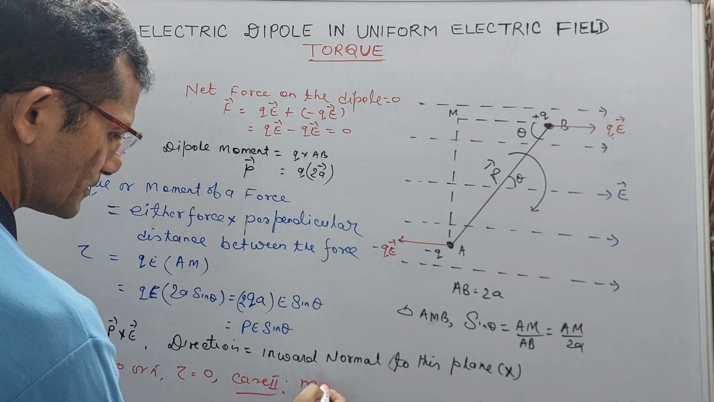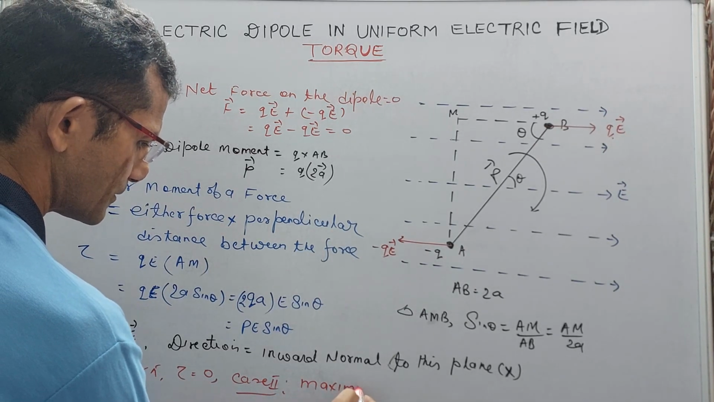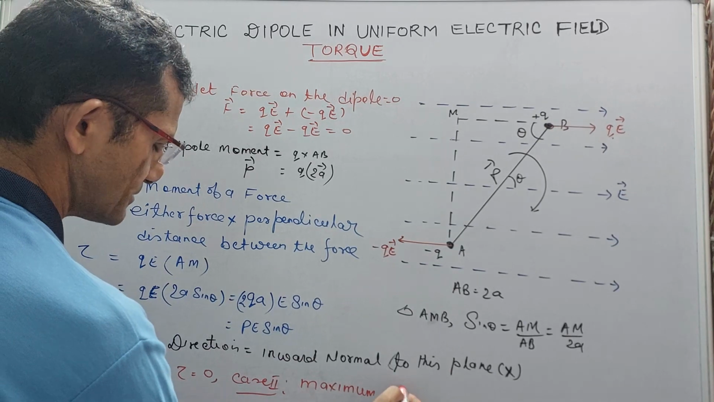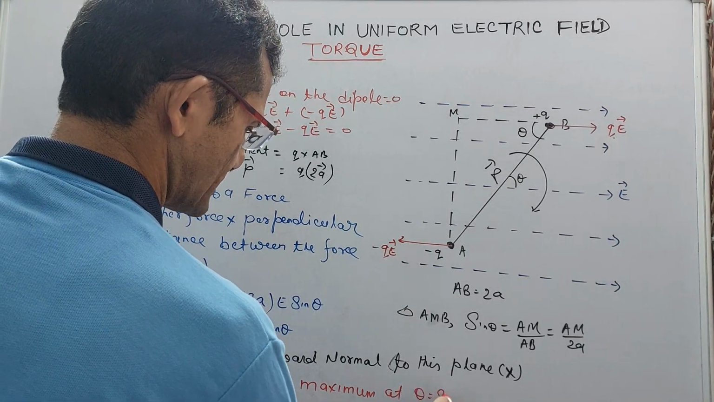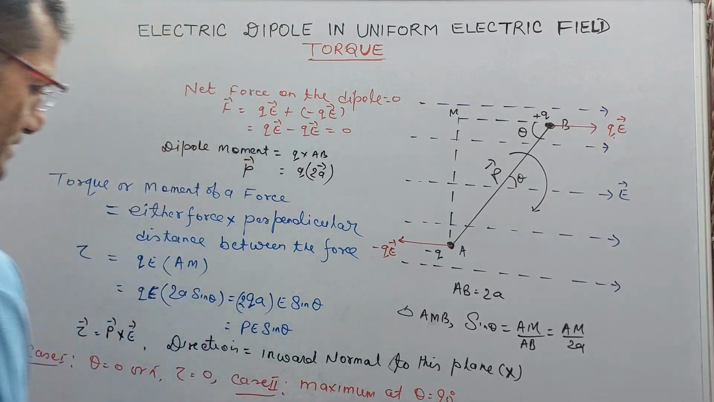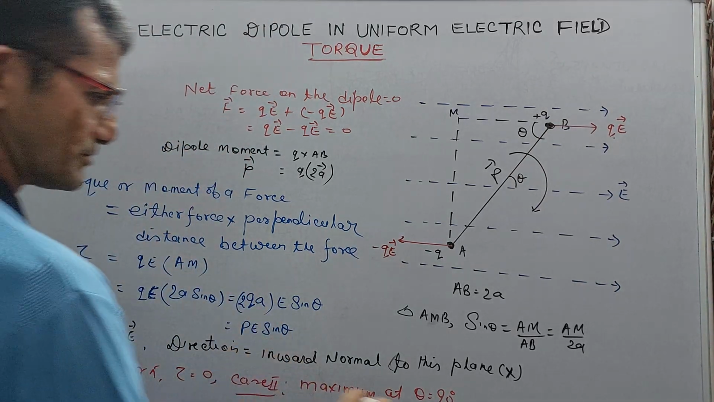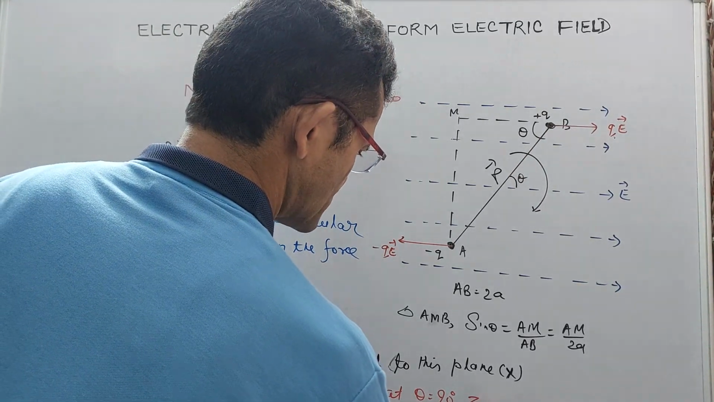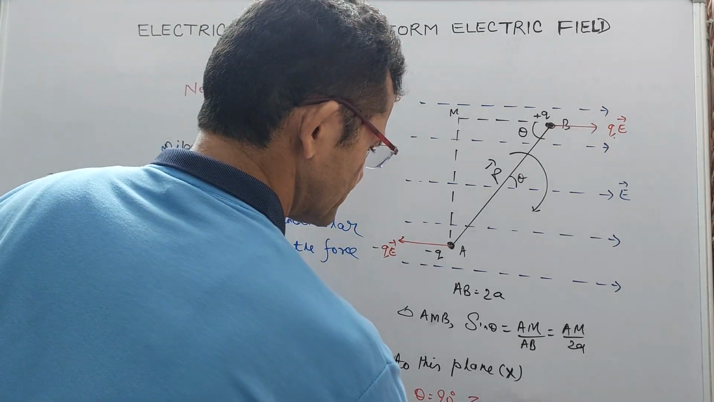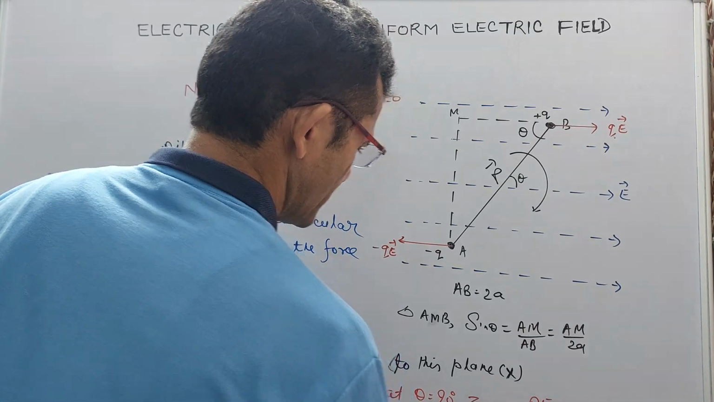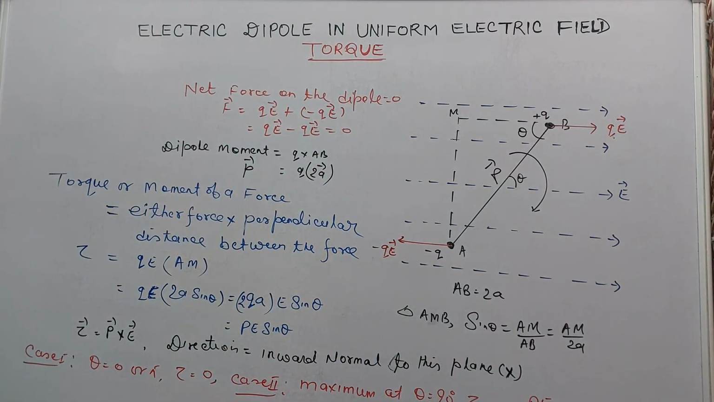Maximum torque would be at when theta is equal to 90 degrees. We know that sin 90 is equal to 1. Therefore the maximum moment of force will be pE. So this is the maximum value.